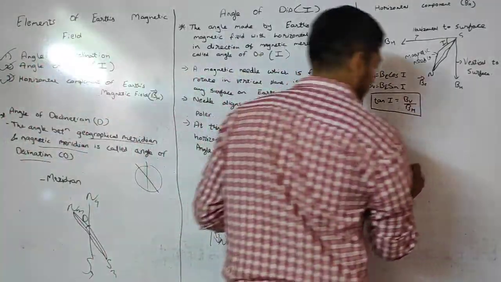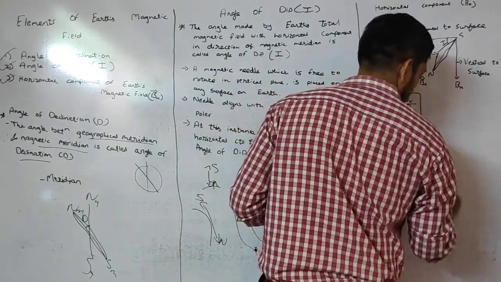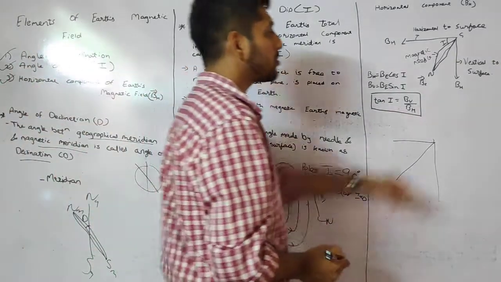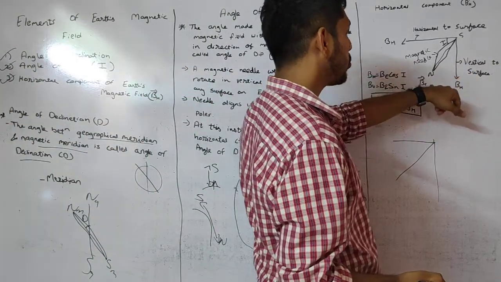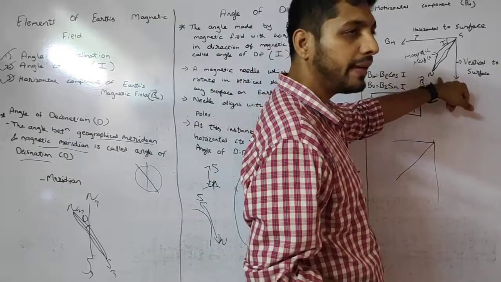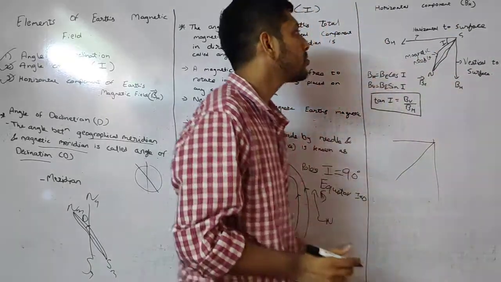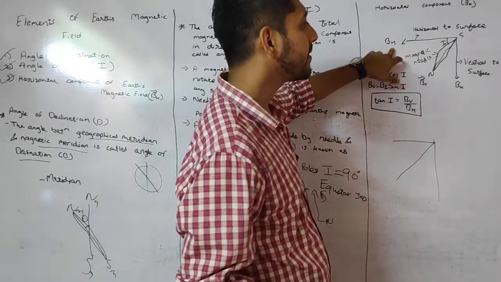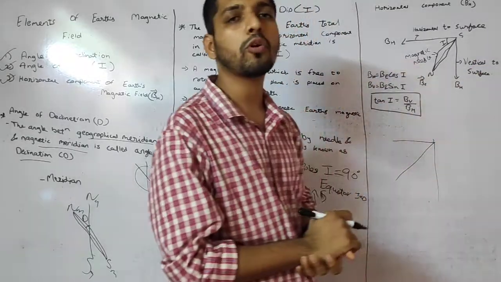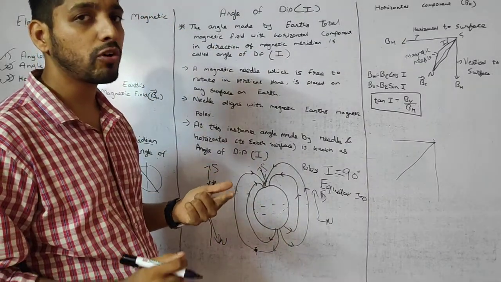For any force, what do we need to do to find its components? We make a perpendicular, one in the horizontal direction and one in the vertical direction. So suppose the magnetic needle gives the total magnetic field of that place. Then we can make two components, one vertical and one horizontal. The horizontal will be named BH and the vertical will be the vertical component of the magnetic field. So here we can understand what the angle of dip is, which we have already studied.